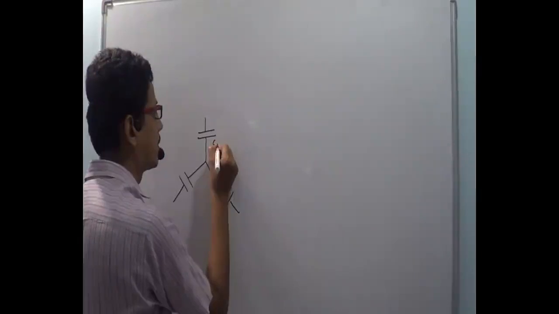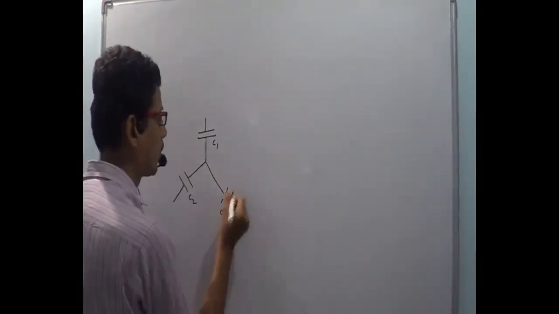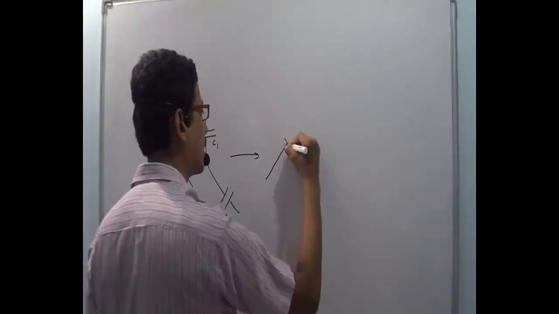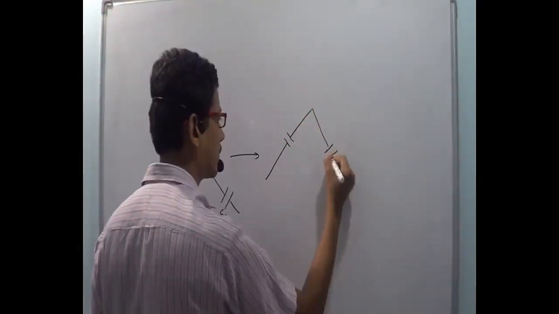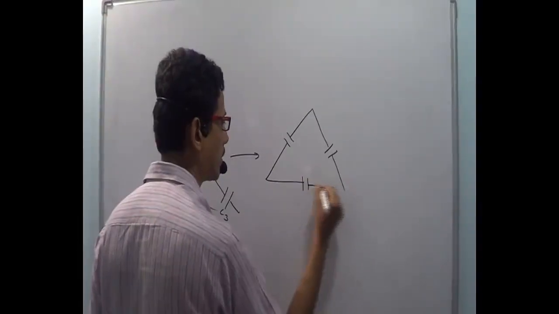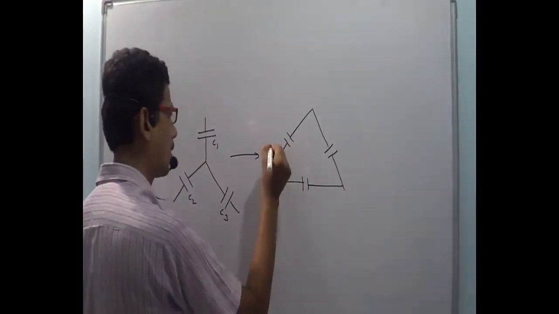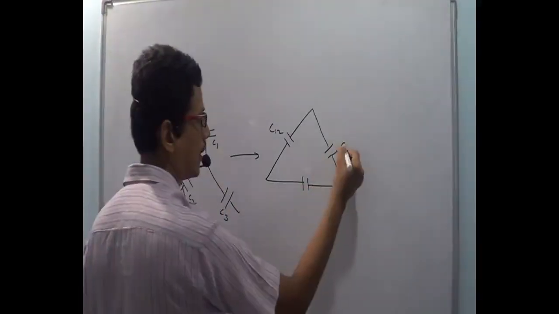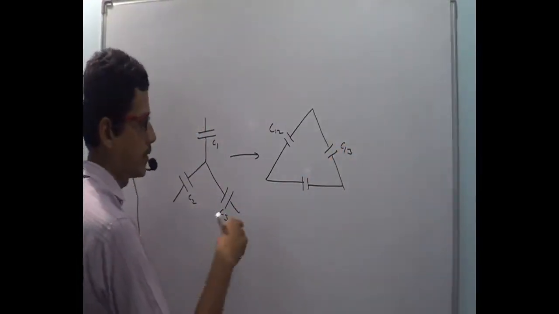There are three capacitors C1, C2 and C3. Now I have to convert this, this is star, into delta. I have to convert it like this. This capacitor I will name as C12 and this capacitor is C13. And what is this capacitor? C23.